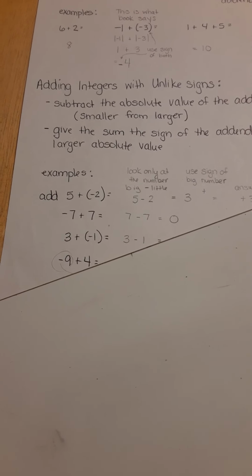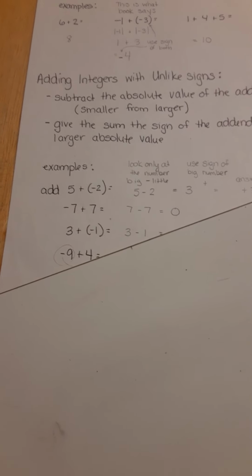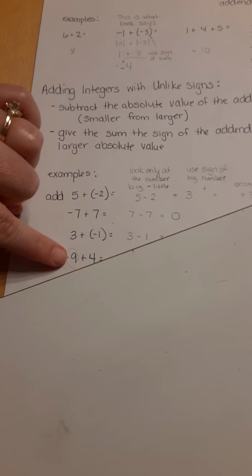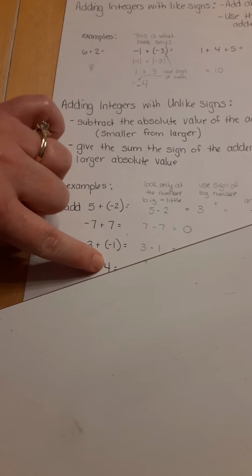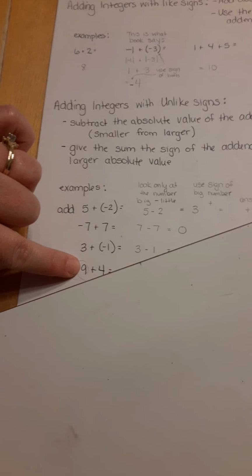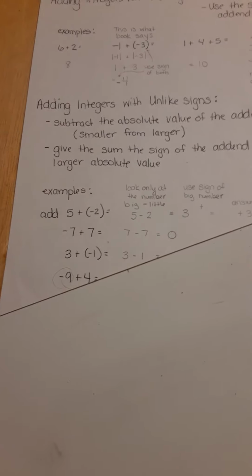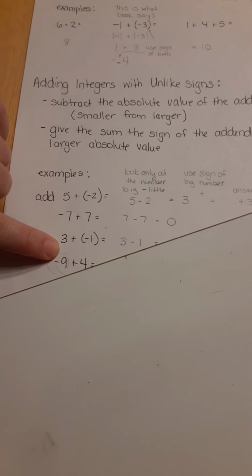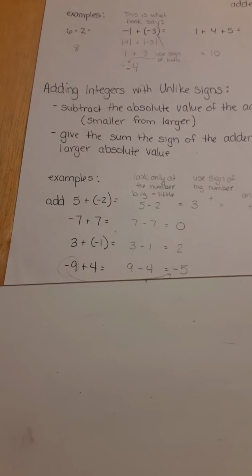Okay, take a look at this problem here. I've got negative 9 and a positive 4. They're both opposite signs. One's negative and one positive. So look at my numbers. Don't worry about the signs. My 9 is bigger than 4, so I'm going to go 9 minus 4, which is 5. Now look at the sign. My bigger number is a negative, so my answer has to be a negative 5.